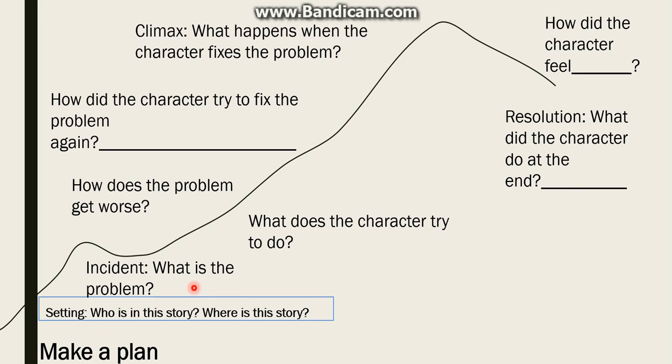The next thing I had them do is to think about the incident or the problem. So that's sometimes called the inciting event or whatever. And I explained to them that this is the first exciting bump in the story where something happens. In this case, it was the lost wallet.